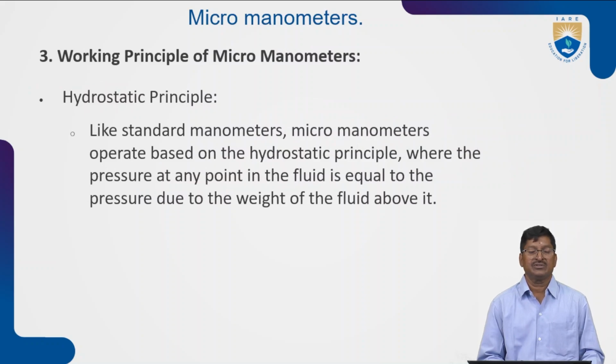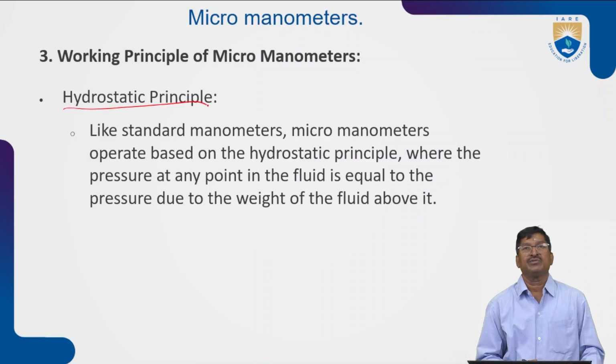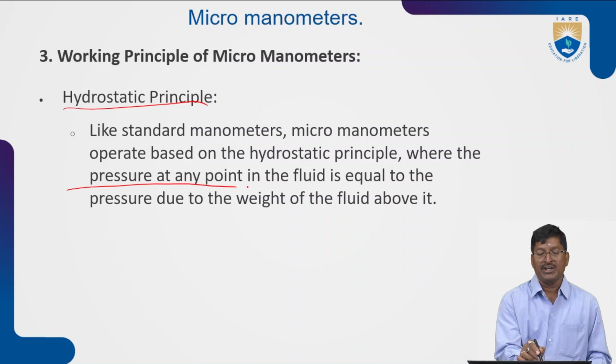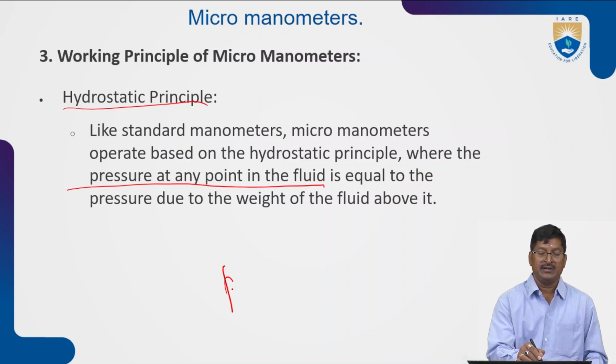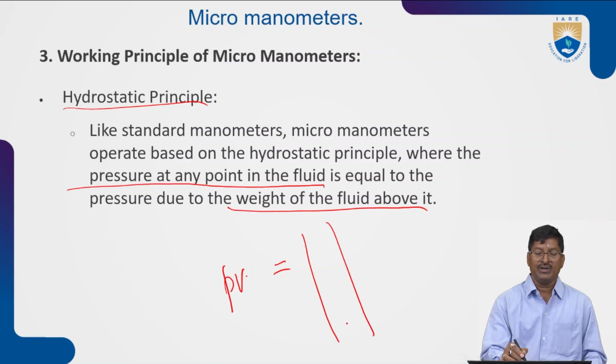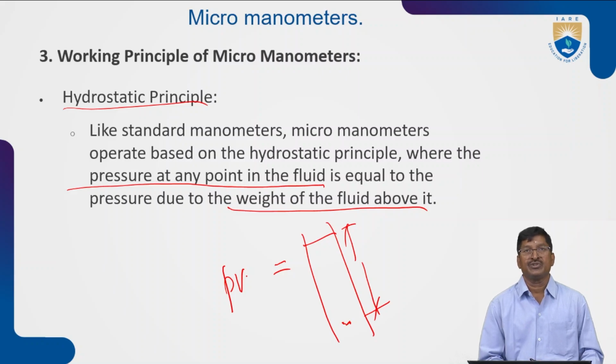Then the working principle is very similar to the U-tube manometer or differential U-tube manometer also. So what is the working principle here? The hydrostatic principle. So what is the hydrostatic principle? It tells that the pressure at any point in the fluid is nothing but the weight of the fluid above it. Okay. So if you want to find out the pressure here, it is nothing but the weight of the fluid column above that point. That is the pressure. It is the hydrostatic principle.